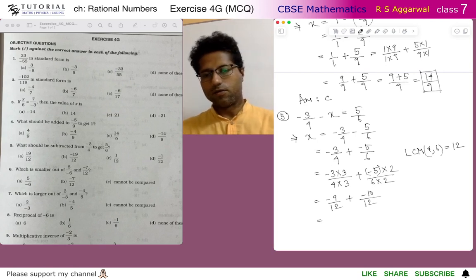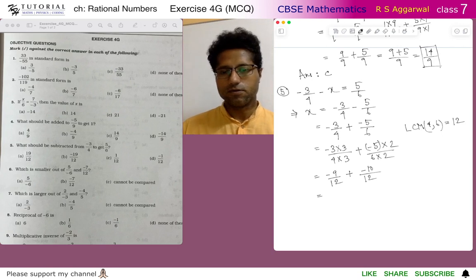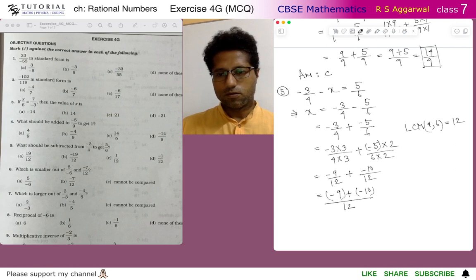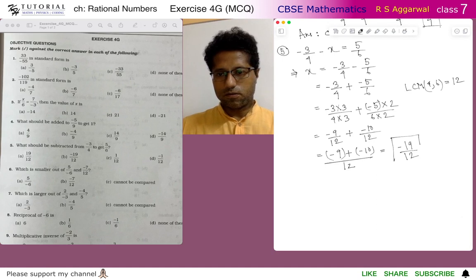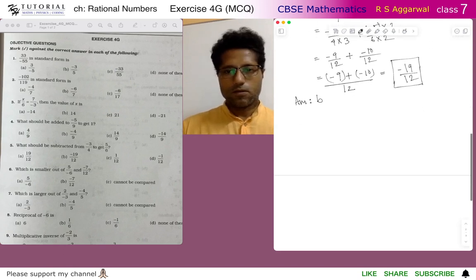So we now have the same denominators, and we add two rational numbers having the same denominators. We just add the numerators. So it becomes the sum of the numerators divided by the common denominator. So minus 9 plus minus 10 divided by 12. So this is minus 19 by 12. Minus 19 by 12 is x. Minus 19 by 12 is the number that needs to be subtracted from minus 3 by 4 to get 5 by 6. So the answer is choice B.